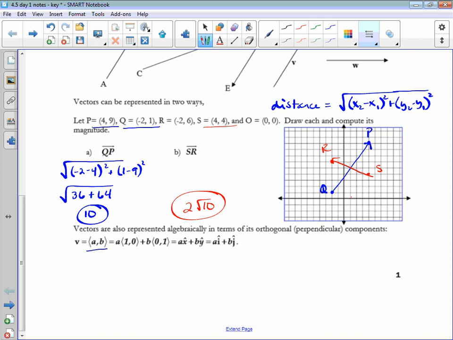You'll see these <1, 0> and <0, 1>. This we think of as i, this we think of as j. We use this for the position vector. And I know you don't really know what that is yet, but we will get to what a position vector is. And orthogonal is the word we use for perpendicular vectors. So eventually you'll be able to prove whether vectors are orthogonal or not.